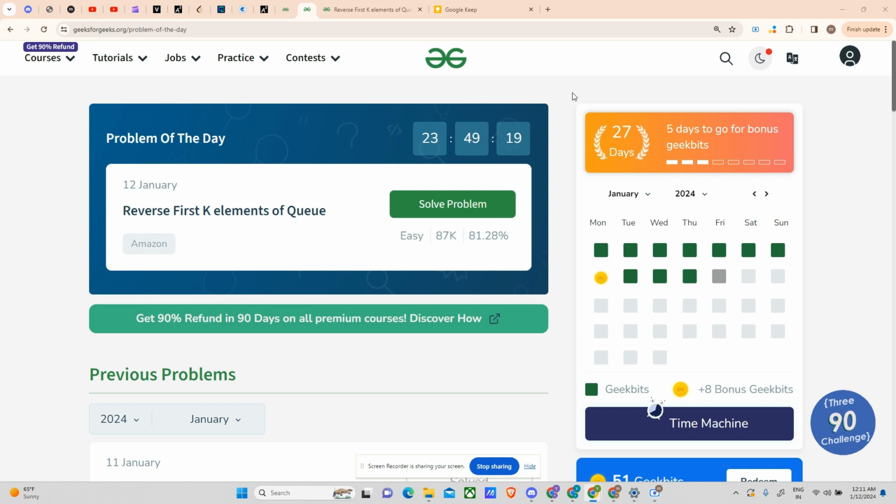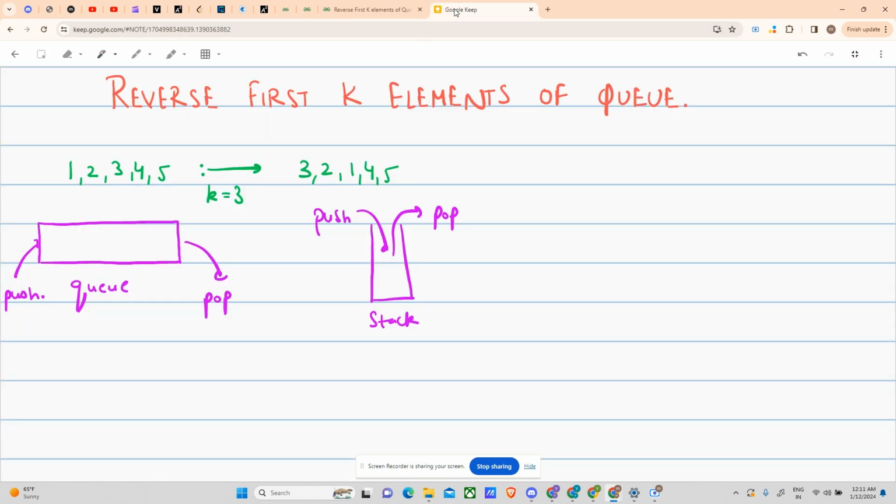So let us continue this series of solving the GFG POTDs. It's day 28. Today's problem is reverse first K elements of a queue. Suppose you have been given 1, 2, 3, 4, 5 inserted in a queue, and K is 3 here. Then you will have to return 3, 2, 1, 4, 5. That is, the first three elements should be reversed and the remaining elements should stay in the same order.